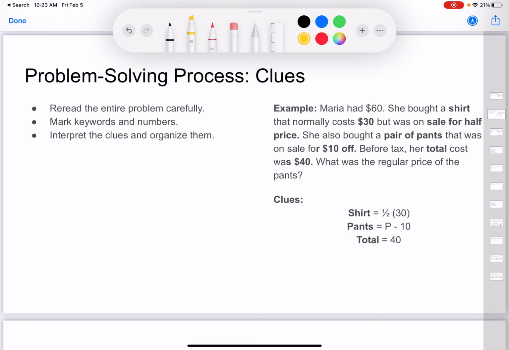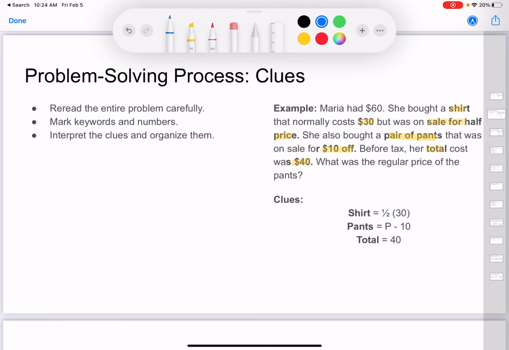So, Maria has $60. She bought a shirt that normally costs $30, but was on sale for half the price. She also bought a pair of pants that was on sale for $10 off. Before tax, her total was $40. What was the regular price of pants? So again, we're looking for the regular price of pants. That is our question. What we want to do is identify what clues we got.